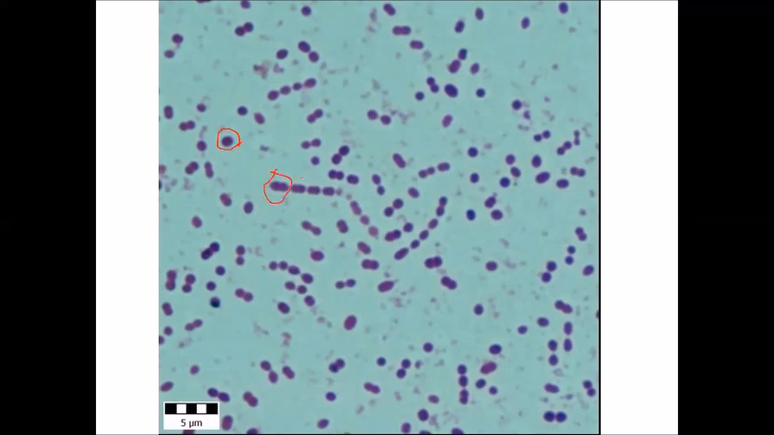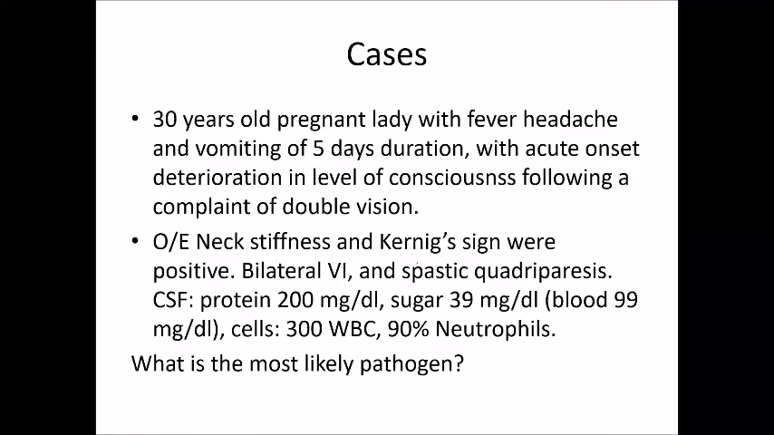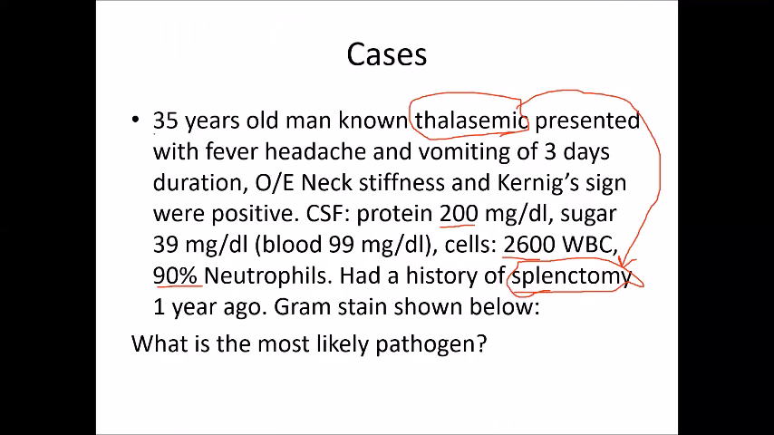This is diplococci. Chains of double cocci, diplococci. That is gram-positive diplococci. So this is Diplococcus pneumoniae or Pneumococcus pneumoniae. So this is pneumococcal meningitis. You should always think of pneumococcal meningitis in elderly patients.